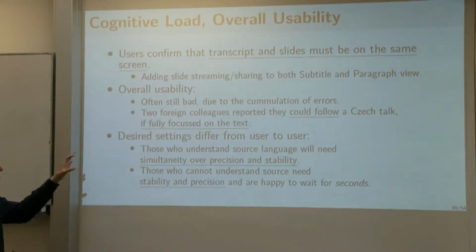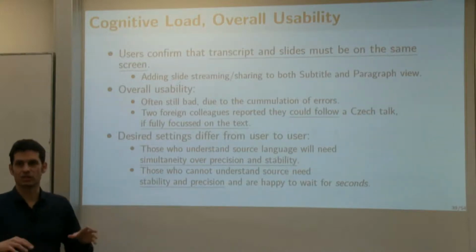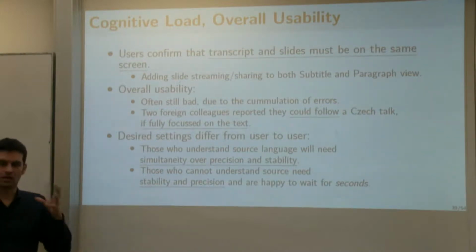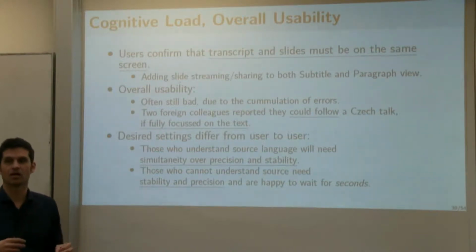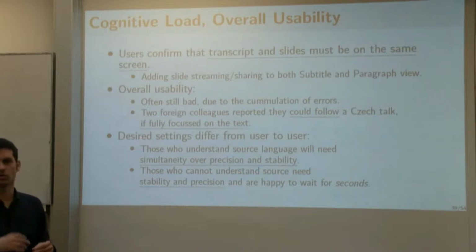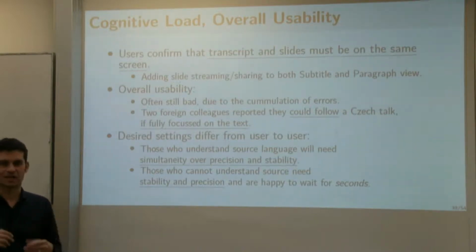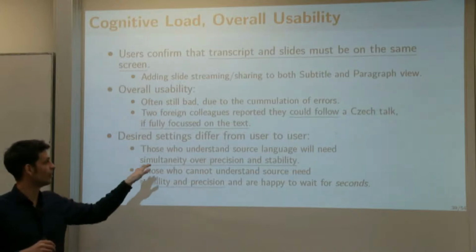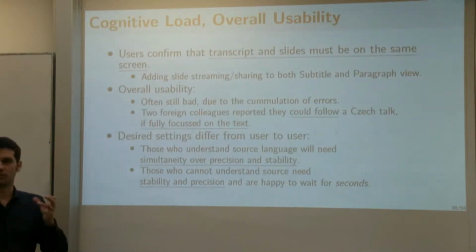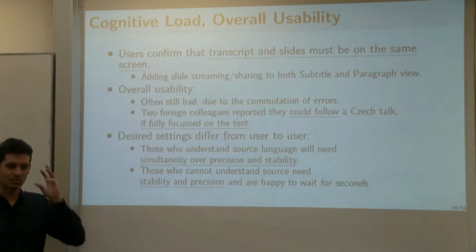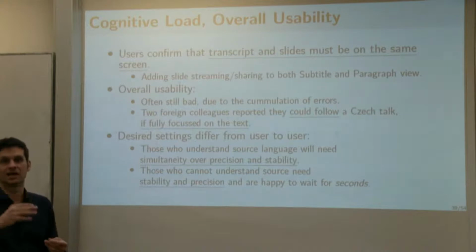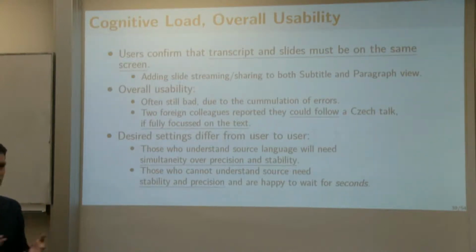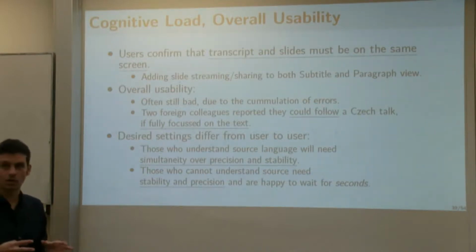So if the user understands the source language a little, then they can follow the source language, and they can look at the subtitles in their mother tongue as kind of hinting or an auxiliary service. And in that case, they will definitely prefer simultaneity over the precision and stability of the output, because they will be mainly following the sound, and the subtitles can hint them maybe some words they would not understand, which will appear there correctly.